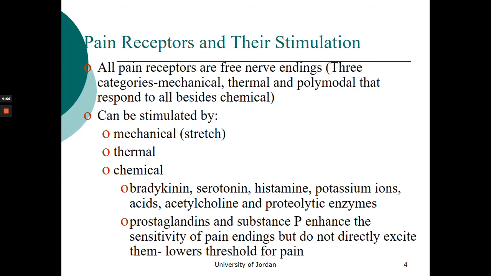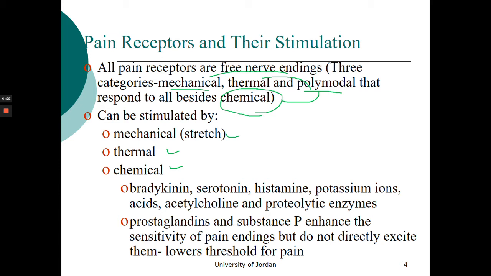All pain receptors are free nerve endings. There are three categories of receptors. Either they are sensitive to mechanical stimuli or thermal stimuli, or the other is called polymodal. Polymodal is sensitive to mechanical and thermal, and besides that, they are sensitive to chemical. So the polymodal are sensitive to three: chemical, thermal, and mechanical. They can be stimulated by mechanical stimuli like a stretch, thermal, temperature, and chemicals that are released from the damaged tissue.